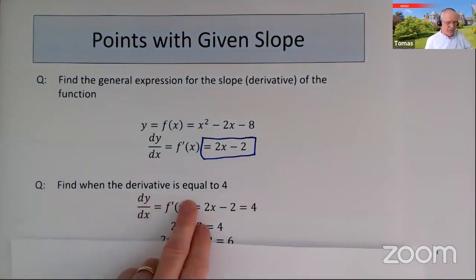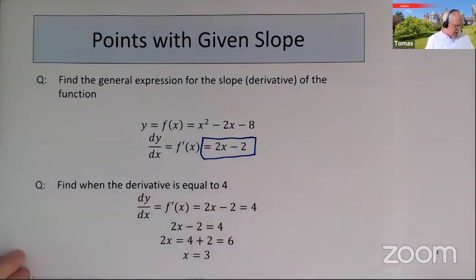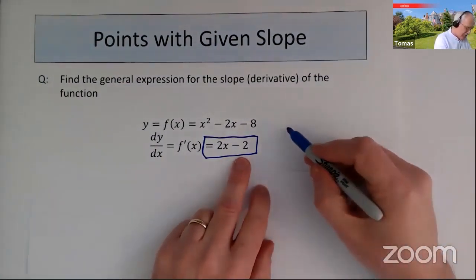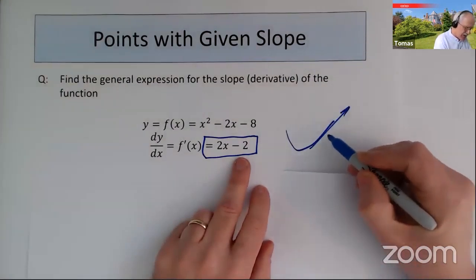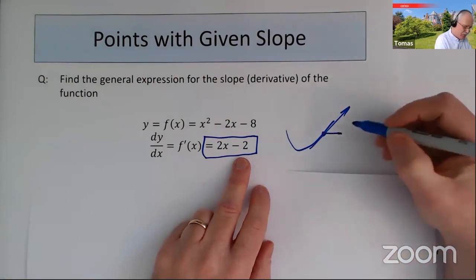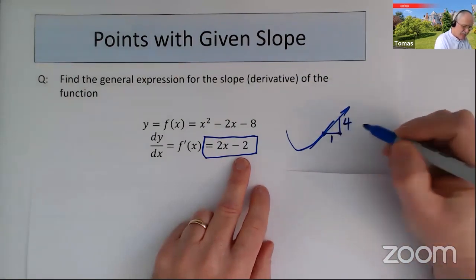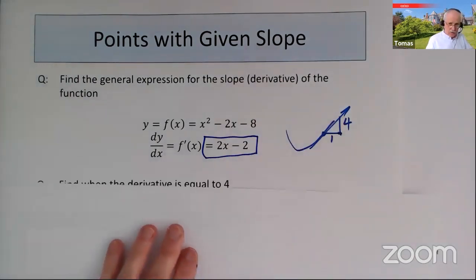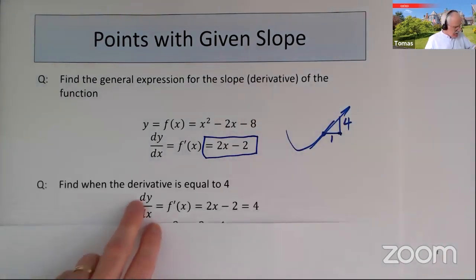When is the derivative equal to 4? What they're asking there is, when is the slope of this thing equal to 4? When is it going up at such a height again that it's 4? 4 would mean that for every step out, one step out, I go 4 up. So that's quite a big ladder that I'm climbing. It's quite a steep hill.